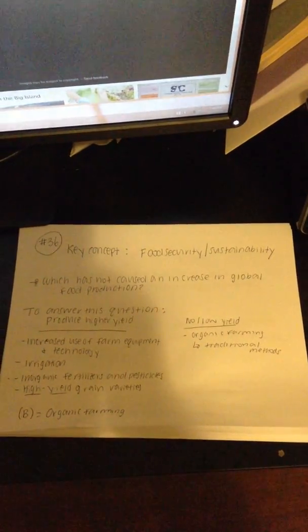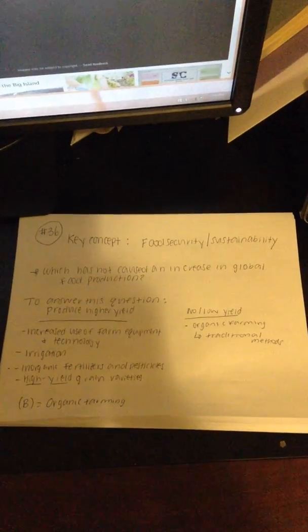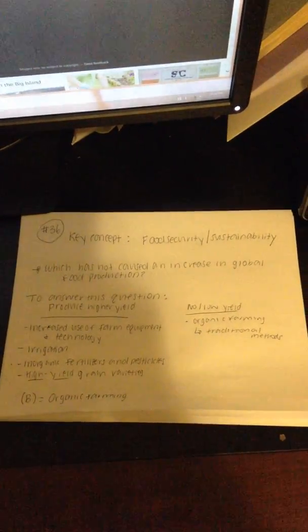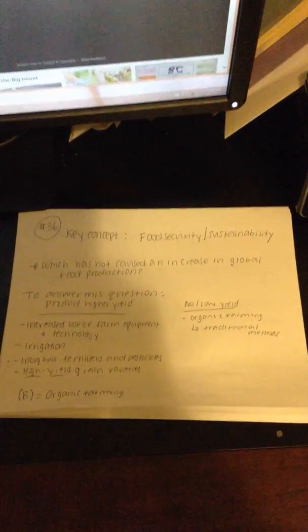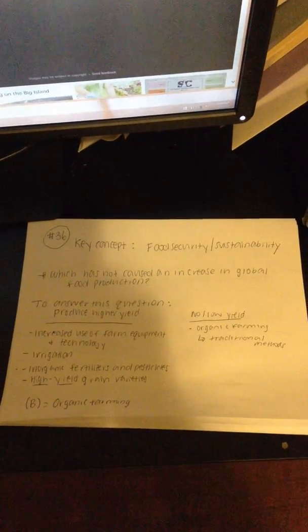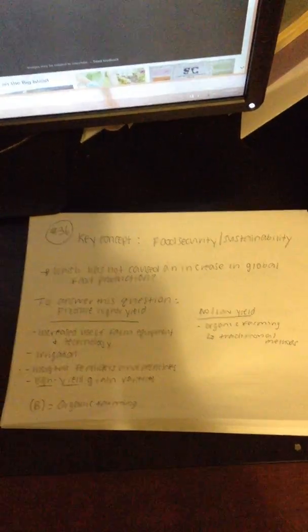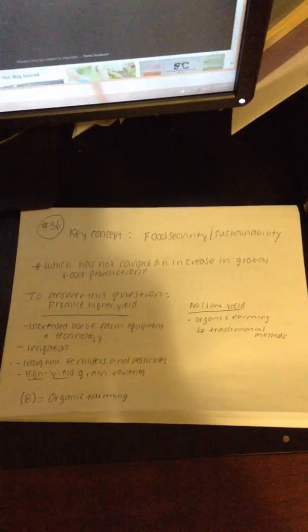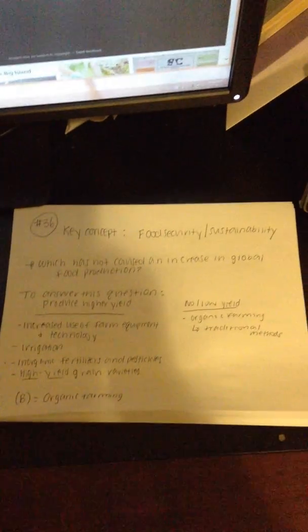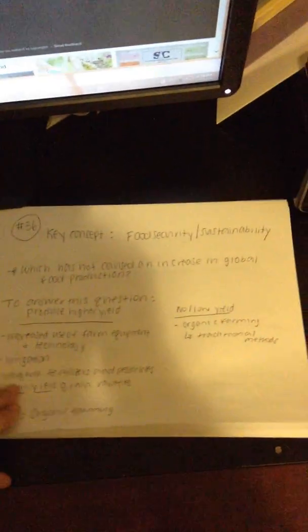Next key concept is food security and sustainability. Which has not caused an increase in global food production? The correct answer was organic farming, because as you can see, the other methods like irrigation, high yield, and fertilizers and pesticides produce higher yield, while organic farming produces a lower yield.